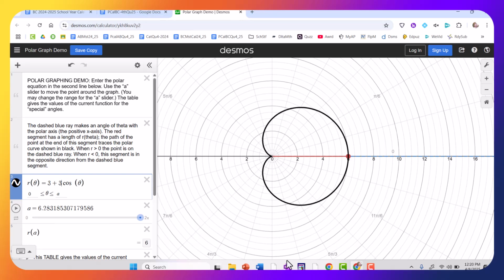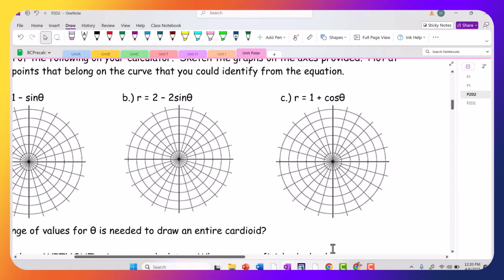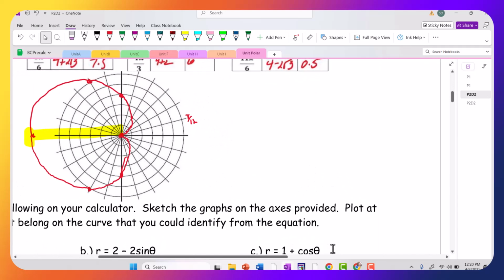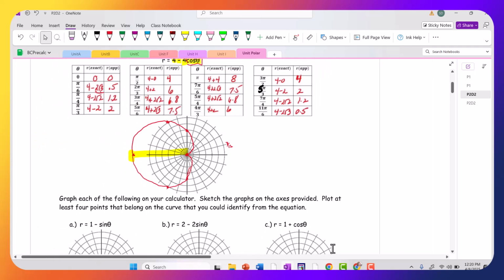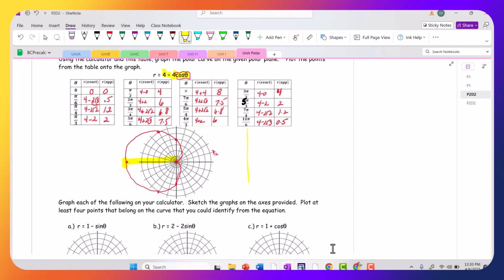One more thing I want to do. We do this with the A-Bers, and I'm surprised we don't do this with you guys. I like comparing the rectangular graph because that's what AP did.